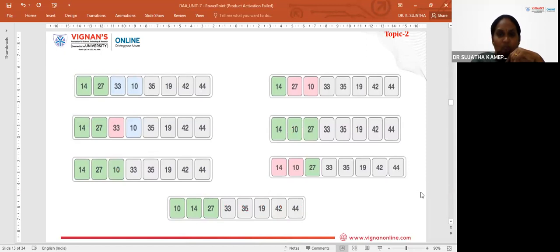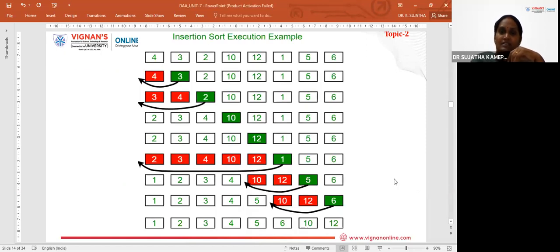You can see one more example for insertion sort. Here you can see the given list of elements. First 3 is compared with 4. These two are swapped. Next, 2. 2 is compared with 4. First these two are swapped. 4 comes here, and 2 comes here. 2 is compared with 3. Then 2 comes here, then 3 and 4.